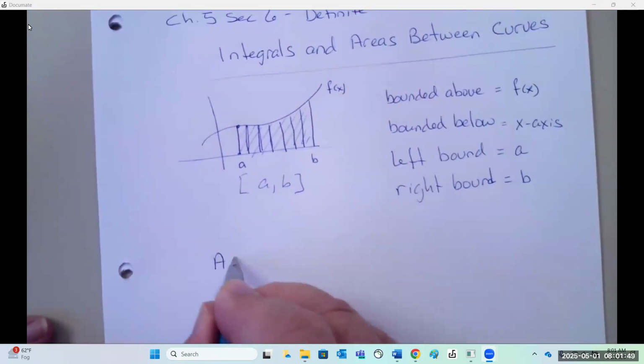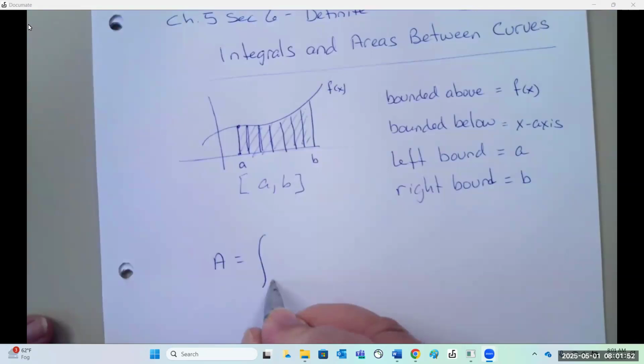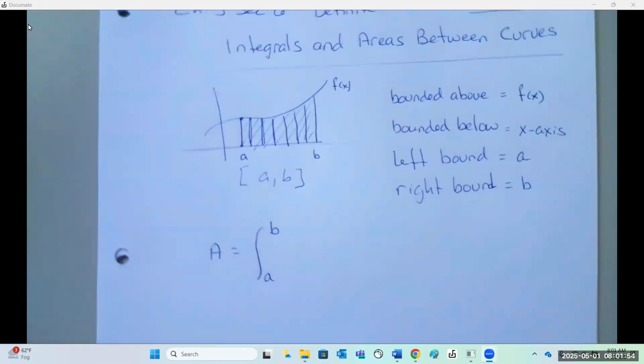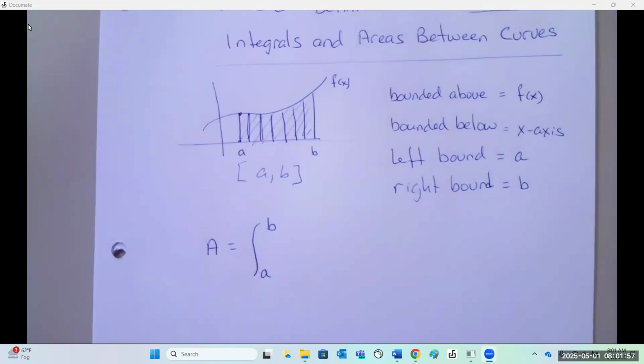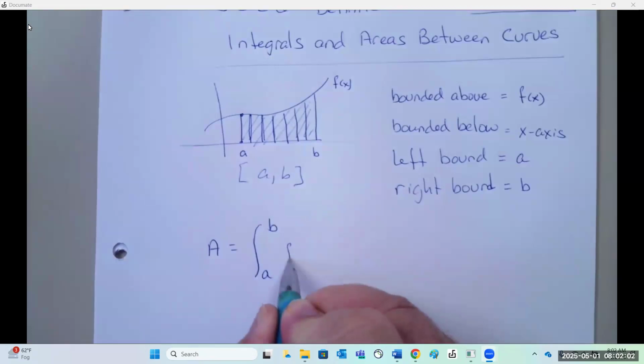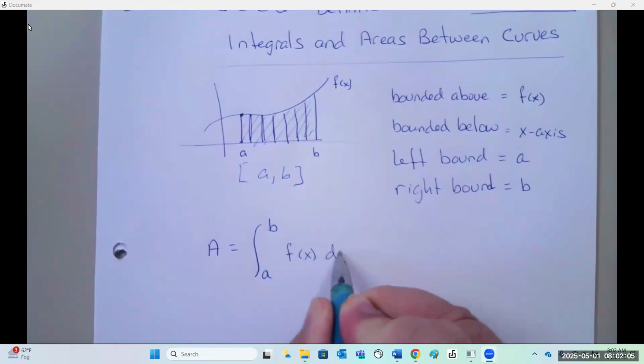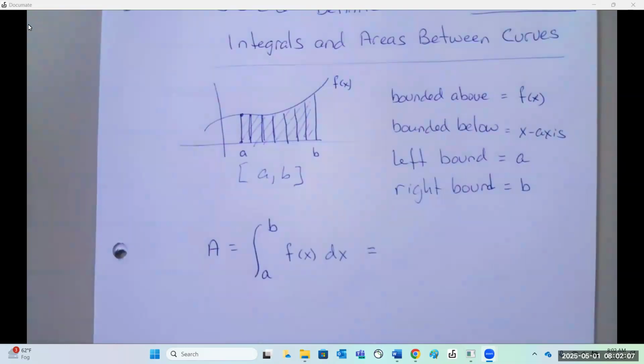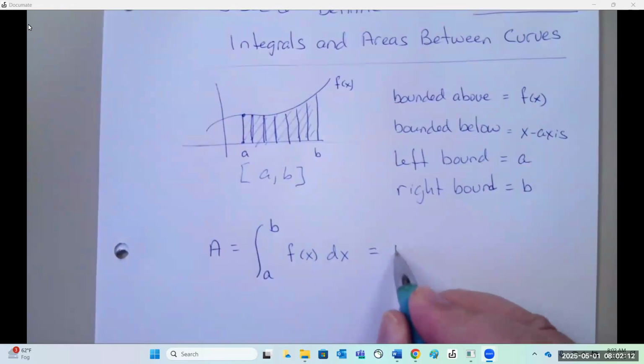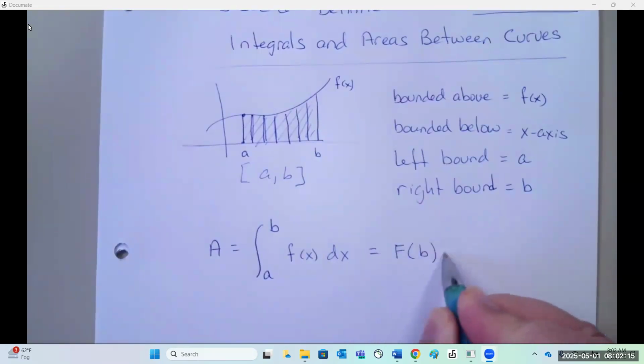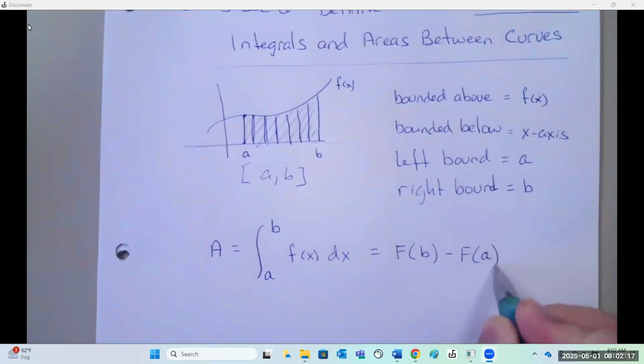So the area goes from our bounds A to B. And if you look at it, once we figure out the antiderivative, the opposite of it, then we can find the area under the curve.